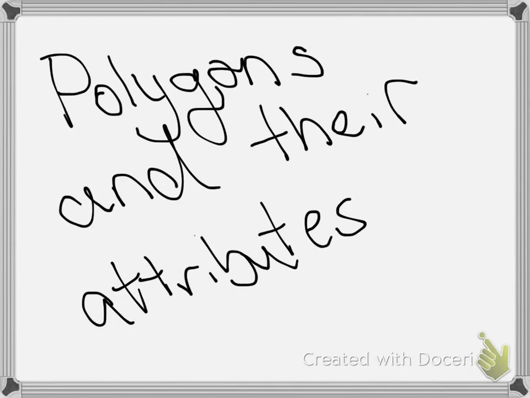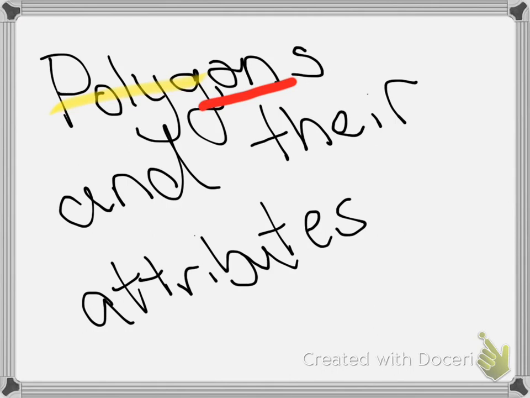We are going to be talking about polygons and their attributes. Polygon is a fancy way of saying a shape. Prefix poly, P-O-L-Y, means many. Gon, G-O-N, that's the suffix. Gon means shape. So, many shapes. So, anything that has sides on it is a polygon.